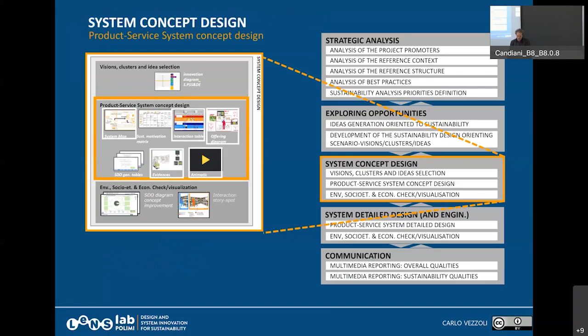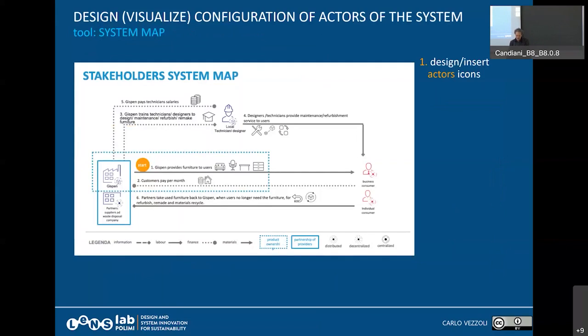When this is made, so we have this draft, when you will have as a group this draft concept, you start to develop the real concept. So using other tools, the first will be the stakeholder system map. This is a system map that, as we said, we develop with some characteristics that are linked to SPSS. So, for example, highlighting the ownership, highlighting the fact whether it's decentralized or distributed, and so on. Okay?